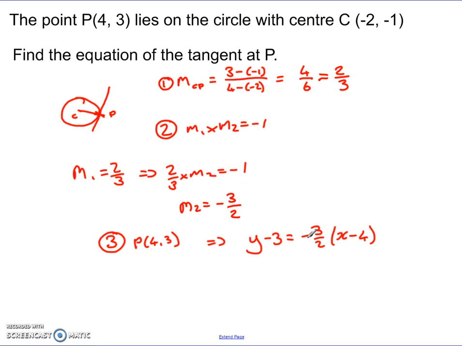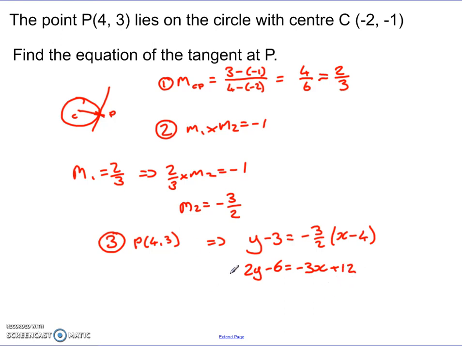Now, key thing to remember, this is a fraction, get rid of it. I don't like fractions in this. Get rid of it as we're working through, put it in that format. So multiply everything by 2, I get 2y, take away 6, equals, and then multiply out the bracket with a -3 on top, -3x plus 12.